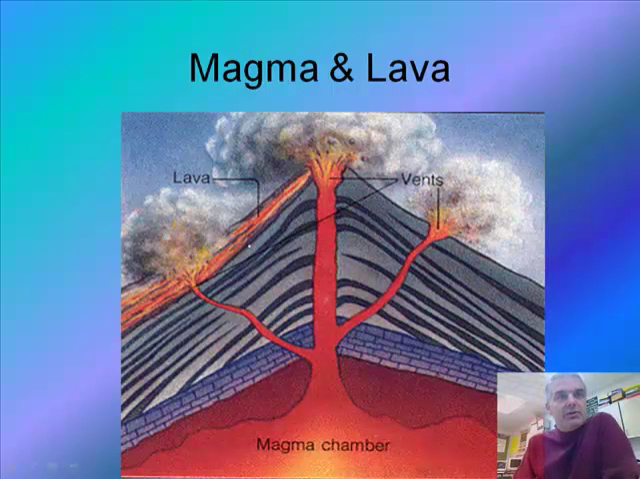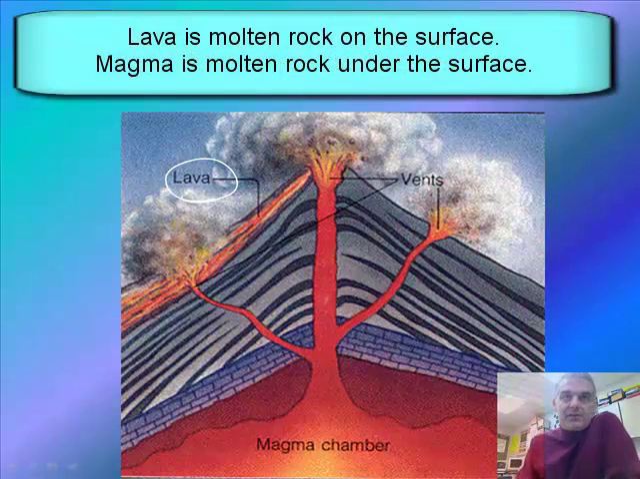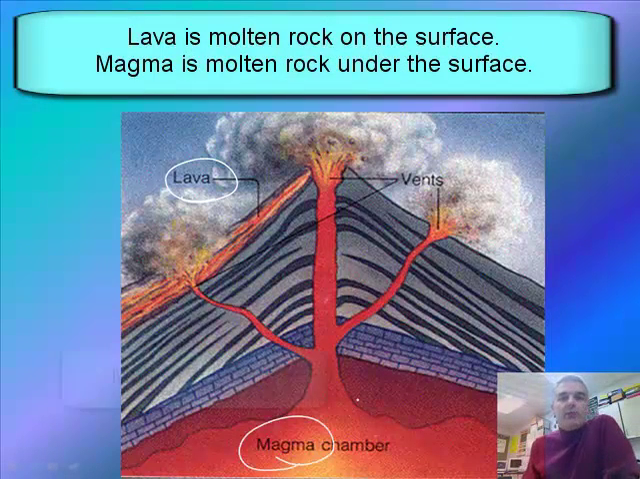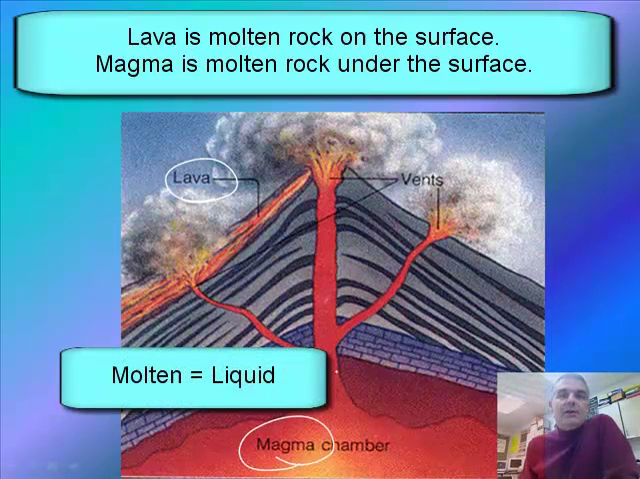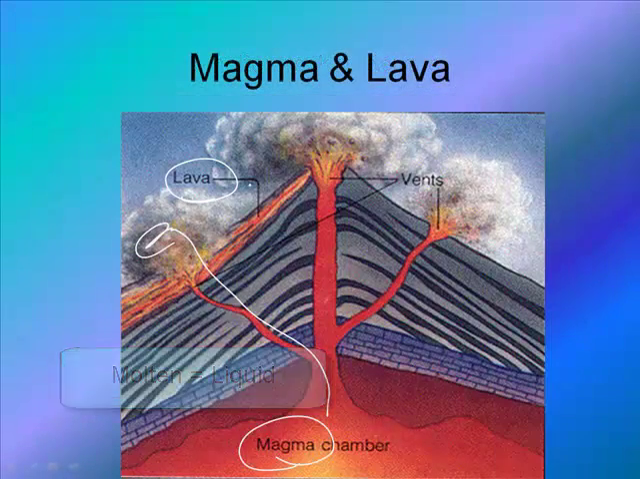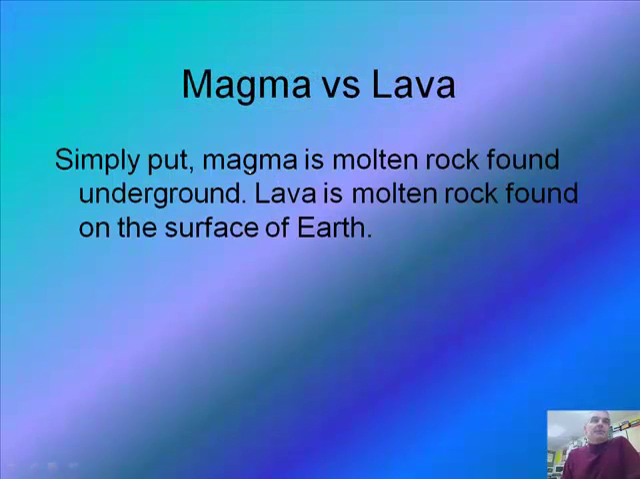Cool picture here. This would be a good one to illustrate. Lava is essentially molten rock on the surface, and magma is molten, and molten, by the way, means liquid, liquid rock underground. So once the magma reaches the surface, it's called lava. So simply put, magma is the molten rock found underground. Lava is molten rock found on the surface. So that's pretty simple, isn't it?